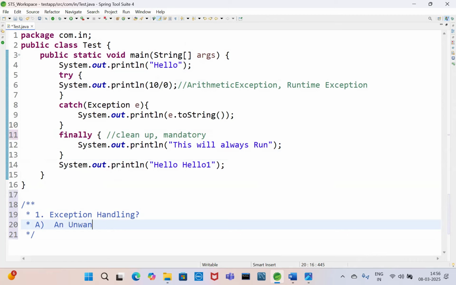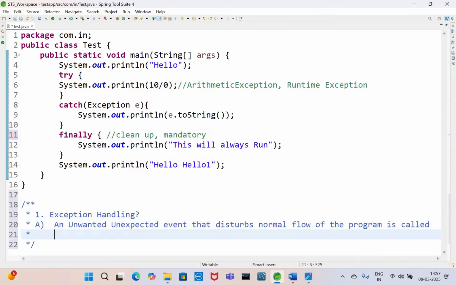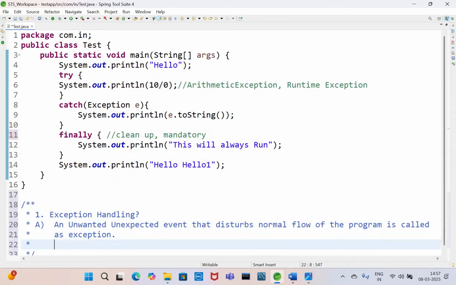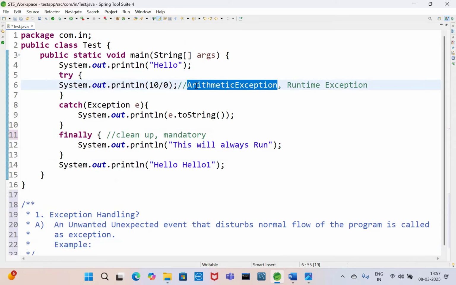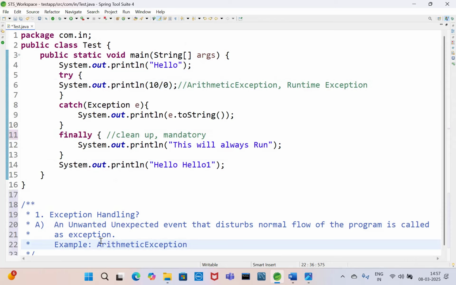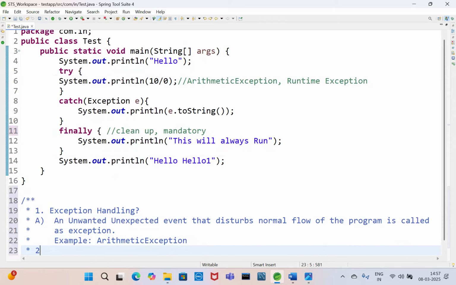An unwanted, unexpected event that disturbs normal flow of the program is called an exception. Example, so here, which kind of exception is raised? Arithmetic exception, right? Example, arithmetic exception. So next one, try.